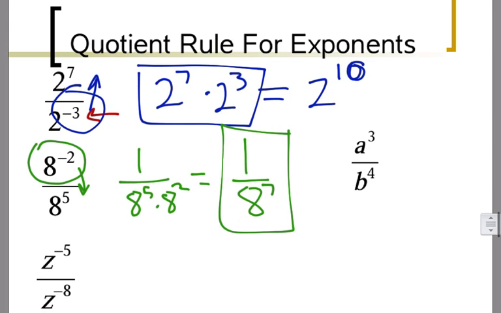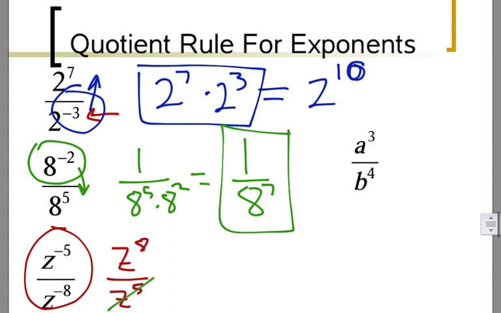So now look at this last problem. This one, they're both negative, so I need to flip both of them. So it's going to give me z to the 8th, positive, over z to the 5th. And now, because there's some on the top and on the bottom, I'm going to cancel the 5 on the bottom with 5 of the ones on top, and I'm left over with a 3. So the answer is z to the 3rd. So that is using the quotient rule.